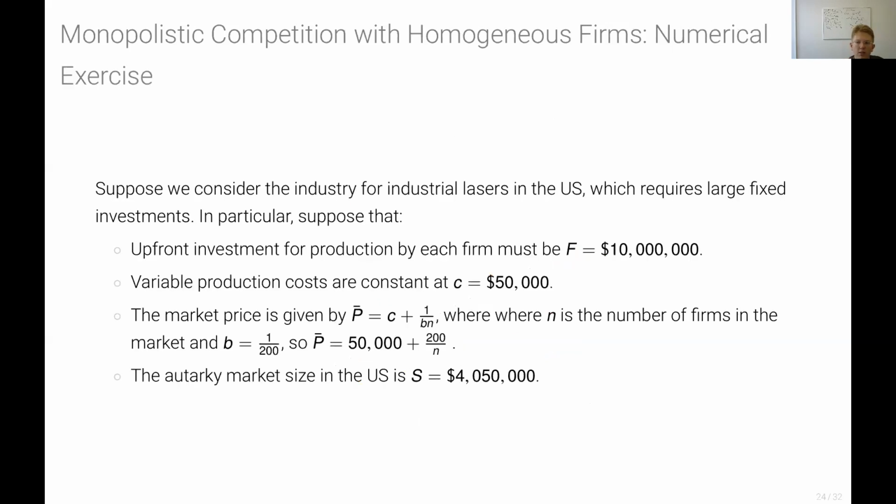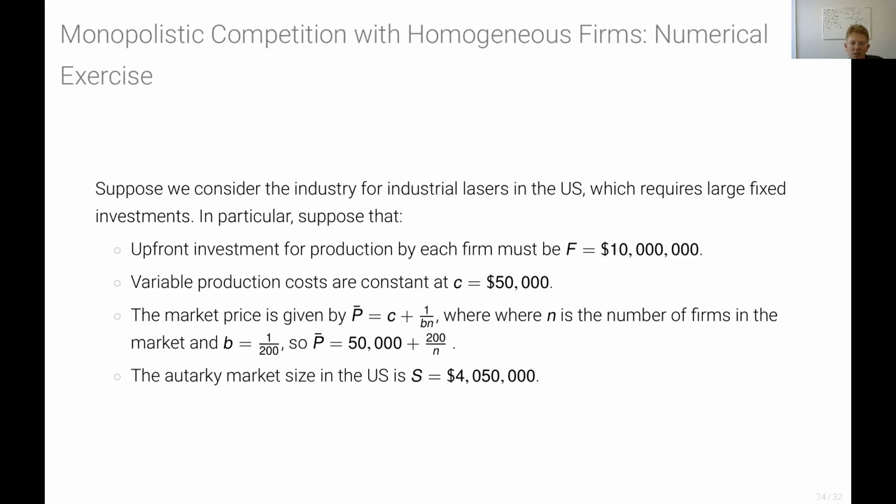Okay, so now we're going to move on to a numerical exercise. We're going to consider the industry for industrial lasers in the US. In order to make them, you're going to need to make some large fixed investments, buying the machines to make lasers. I presume those are pretty expensive.